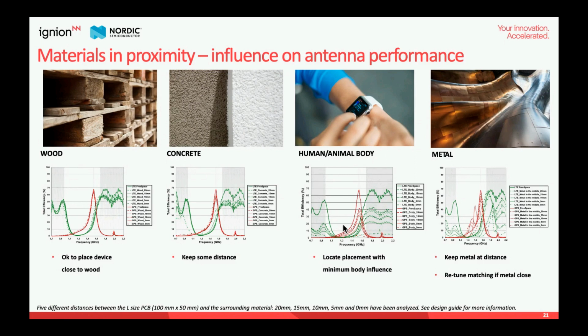For the metal case, not only spacing from the metal body, imagine a container, is an option. More than 2 centimeters is recommended, but also if you have the freedom to move the device and put it close to a corner, this will reduce or minimize the absorption due to the metal casing. But again, the human or animal body and metal are very particular, and we should consider tuning the matching network if the device is in these scenarios. So next, please.